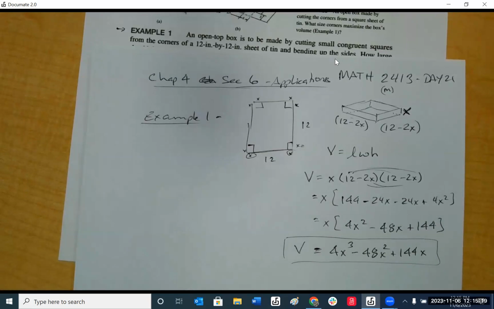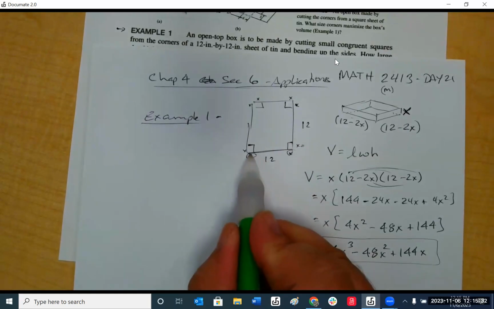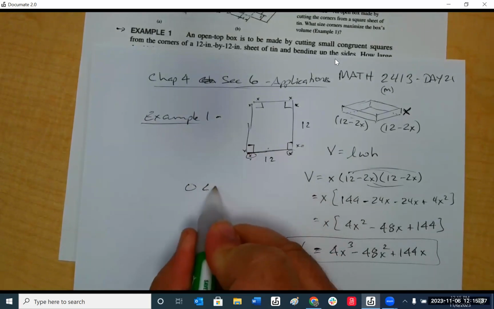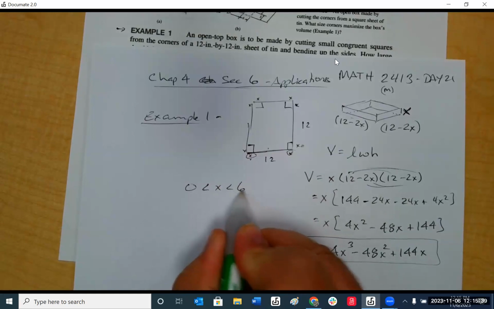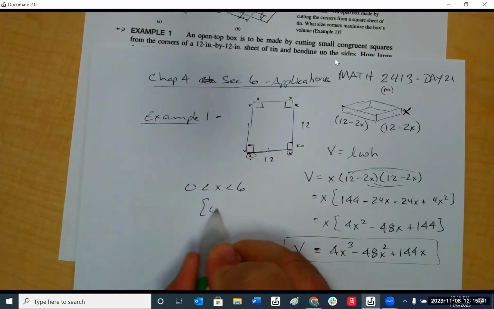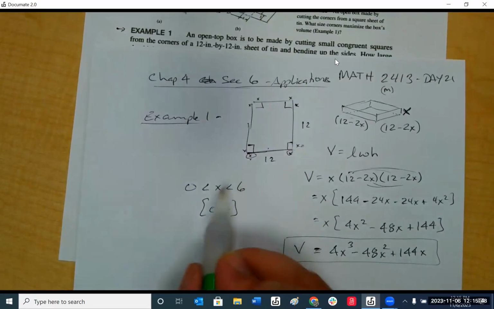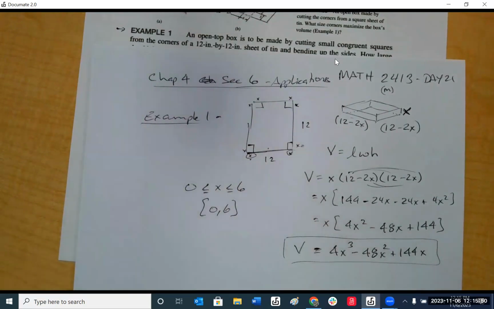What's going to be our domain? How big is the largest x we can cut? 6, right, because we have to cut here and here. So our x's have to be between those two bounds, 0 and 6. It's going to be a closed interval.